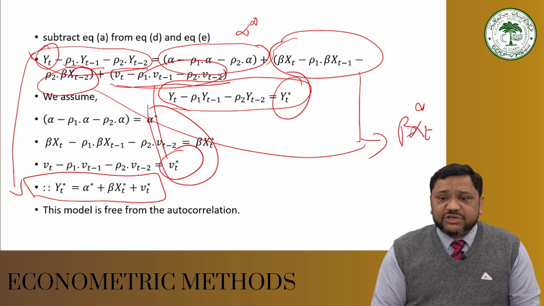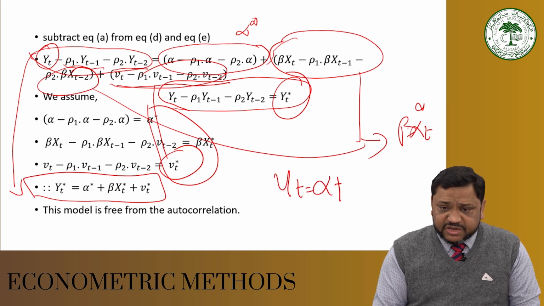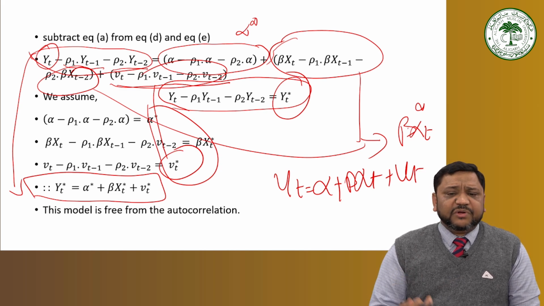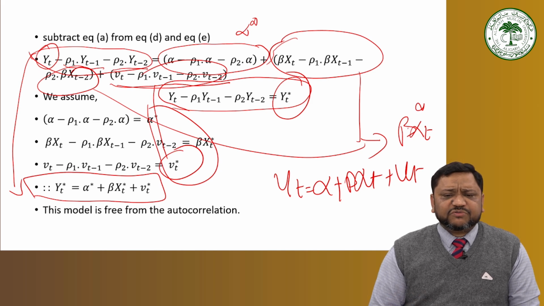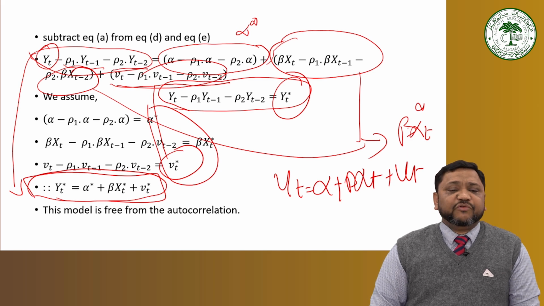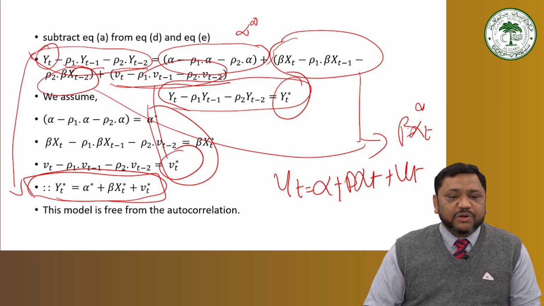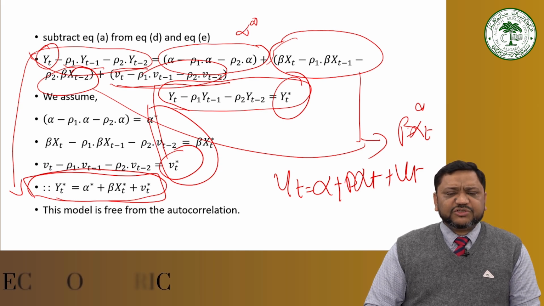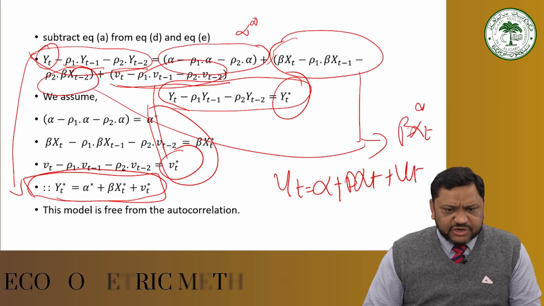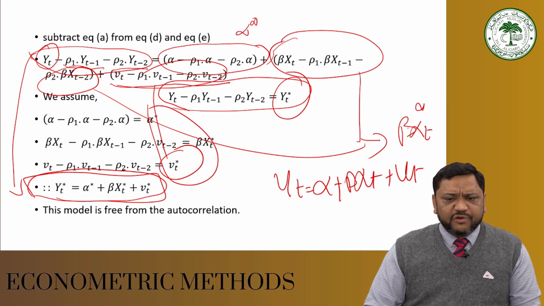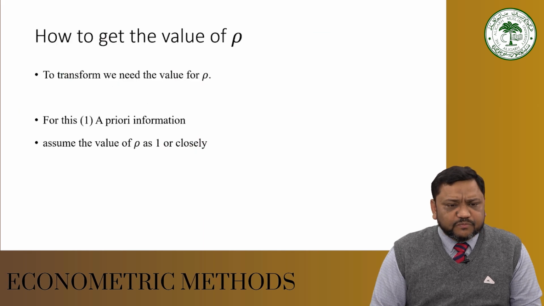See, the earlier equation was yt is equal to alpha plus beta xt plus ut. Now we had autocorrelation of the order ut is equal to rho ut minus 1 plus vt, but this equation which we have now is free from the problem of autocorrelation. So this is one of the solutions. Now the only thing is you need to know which type of autocorrelation is there, whether first order or second order, and you need the value of rho. We will see how to get the value of rho.